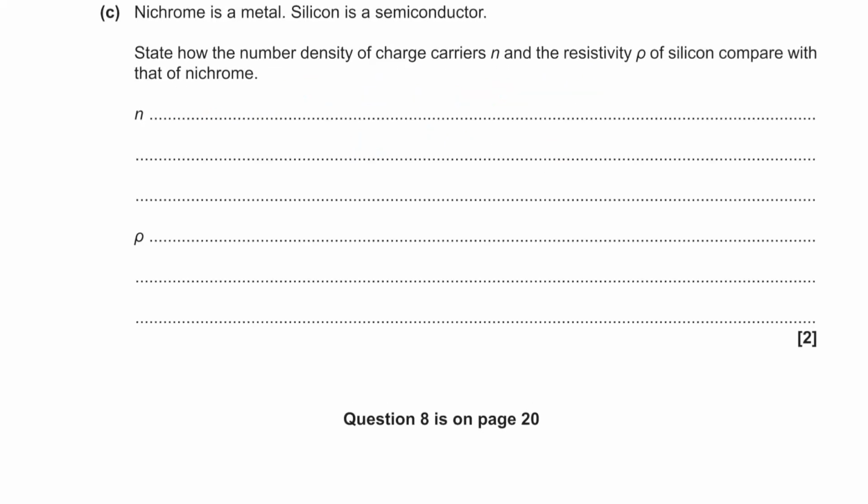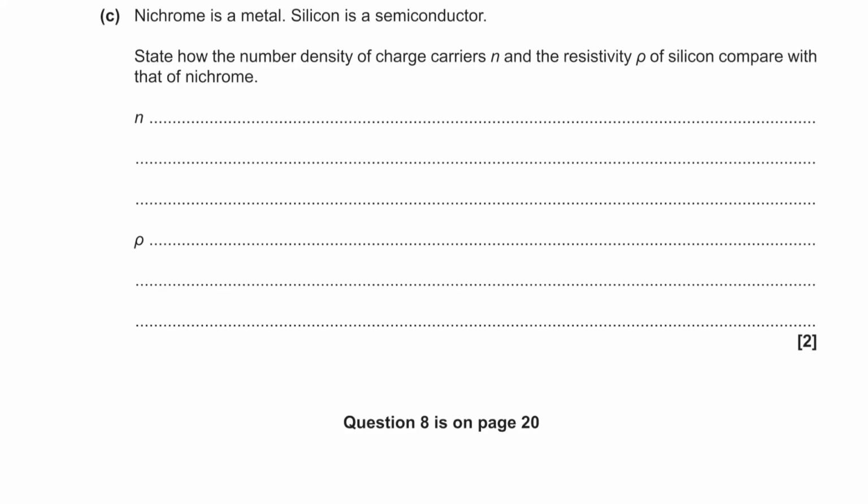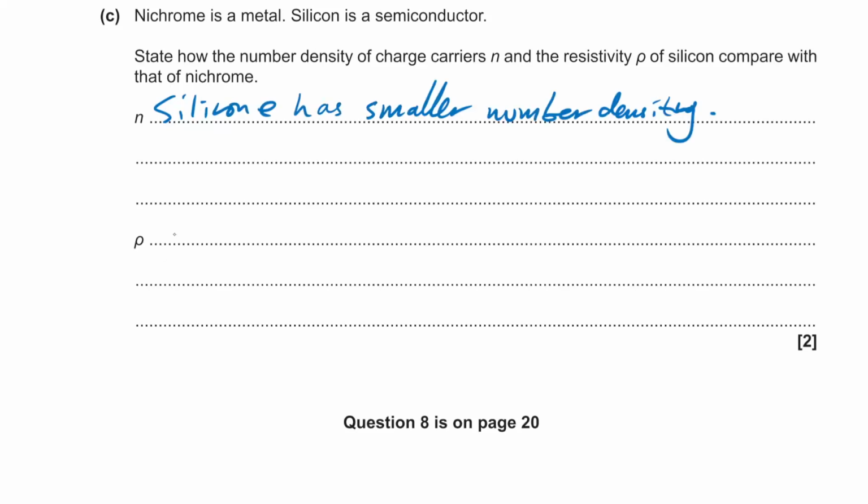Nice. Nichrome is a metal, silicon is a semiconductor. They have the number. I hate these questions. So silicon has smaller number density, and then resistivity, silicon has larger resistivity. It's just 2 marks, so we don't have to explain it, which is nice.